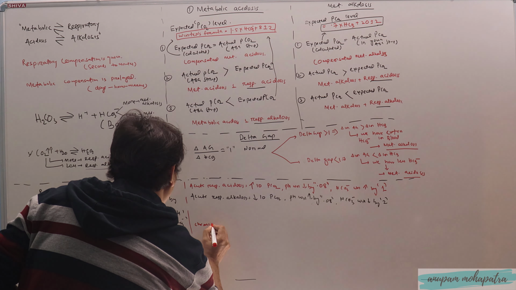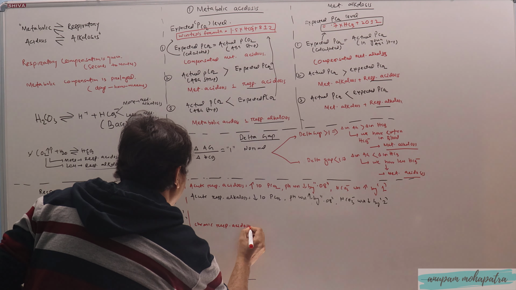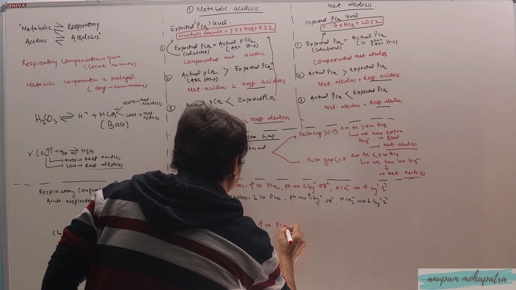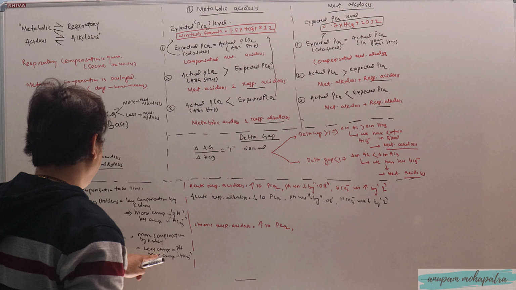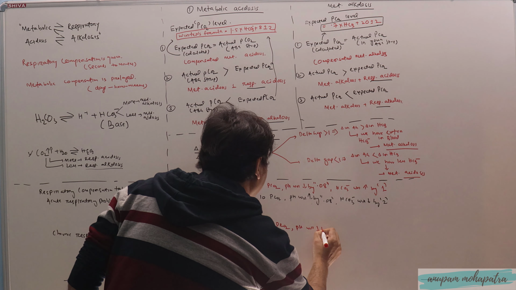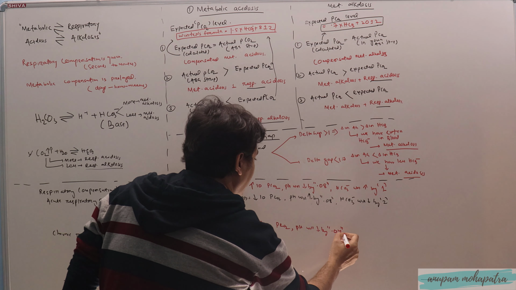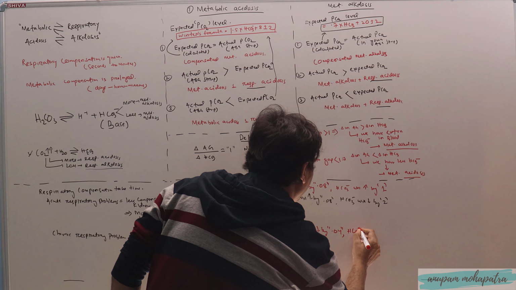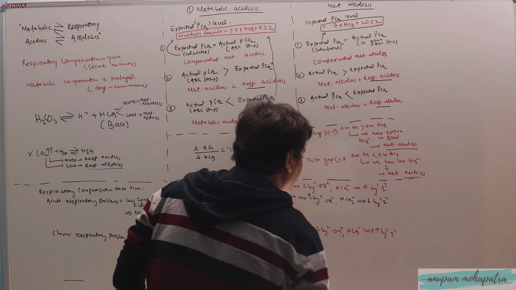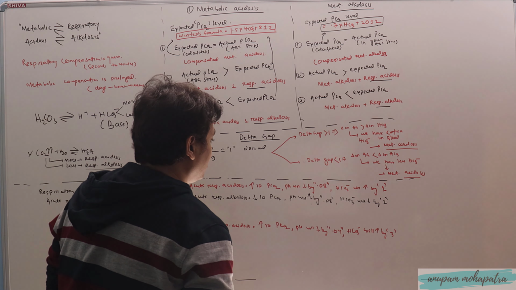For chronic respiratory acidosis, what will happen? Same thing, for an increase of 10 in PCO2, now because it is chronic, the pH change will be less. So pH will decrease by 0.04 only, less than here, and bicarbonate will increase by 3. Because it's chronic, the bicarbonate change will be more, because now the kidney is actually working.